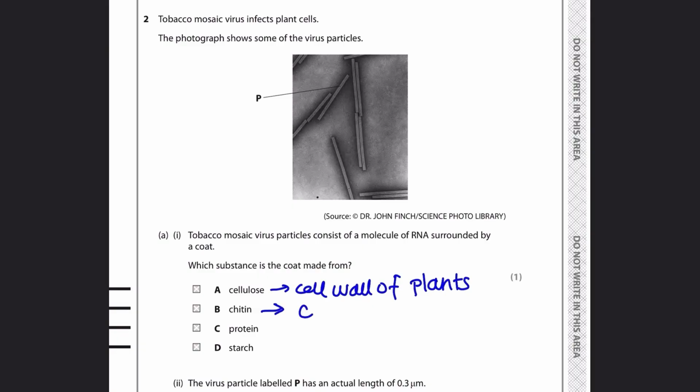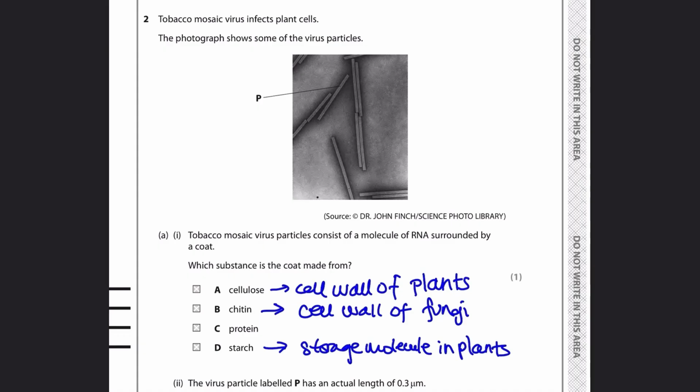Chitin, similarly, is what the cell wall of fungi is made of. And we're not talking fungi here, we're talking virus. So again, B is wrong. Starch has nothing to do with a virus, right? This is what glucose is stored as in a plant. This is a storage molecule in plants. So this has got nothing to do with a virus. So therefore the answer is protein.